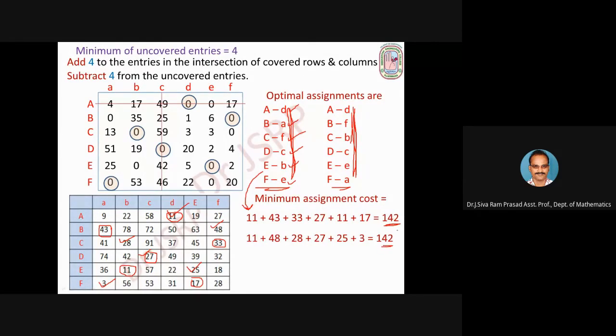So the minimum assignment cost should be the same. The optimal assignments may be more than one, but the minimum assignment cost should be the same. So these two are optimal assignments to this problem with the minimum cost 142. That is the way to find multiple optimal assignments to the assignment problem.